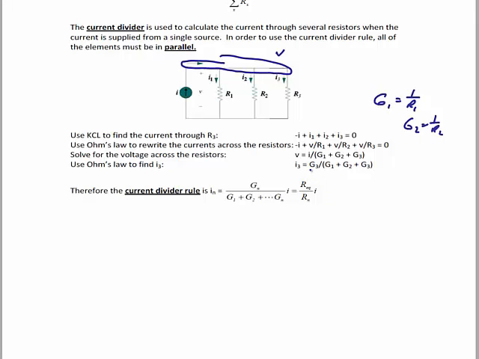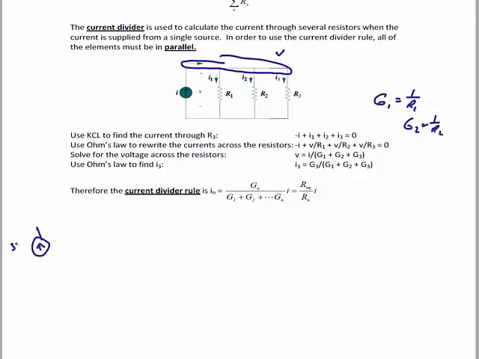So I3, the current through R3, would be equal to G3 over G1 plus G2 plus G3 times I. What this yields is that if I want the current through a particular resistor, it's the conductance for that resistor divided by the sum of all of the conductances. The current divider rule can also be defined in terms of equivalent resistance, where the numerator is the equivalent parallel resistance seen by the resistors divided by the resistor for the one you want the current through, times the source current. Let's look at an example.